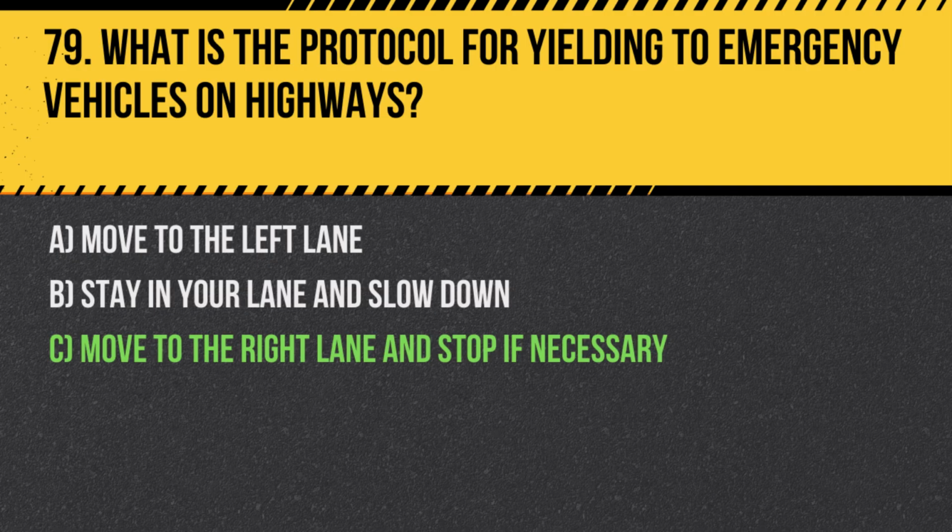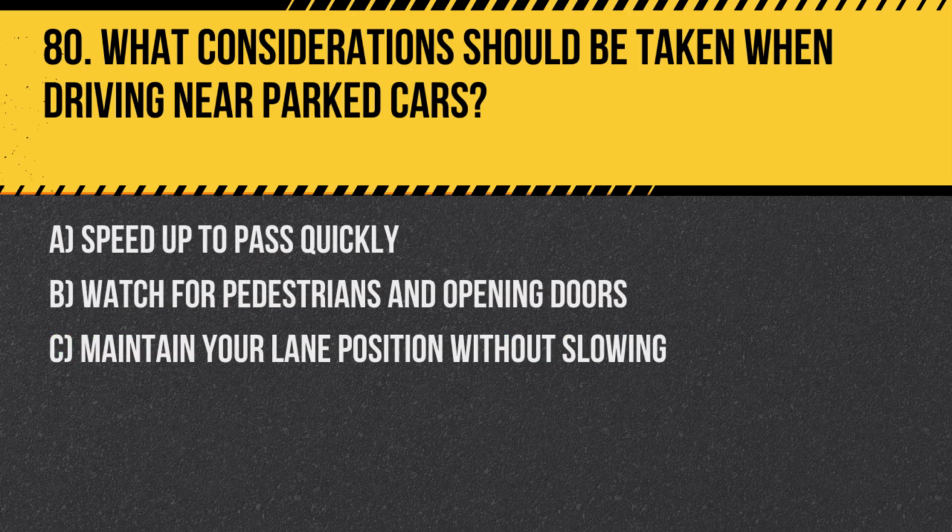for them to pass. Question 80. What considerations should be taken when driving near parked cars? A. Speed up to pass quickly. B. Watch for pedestrians and opening doors. C. Maintain your lane position without slowing. Answer: B. Watch for pedestrians and opening doors. When driving near parked cars, it's important to be vigilant for pedestrians who may emerge suddenly and for doors that may open into your path.